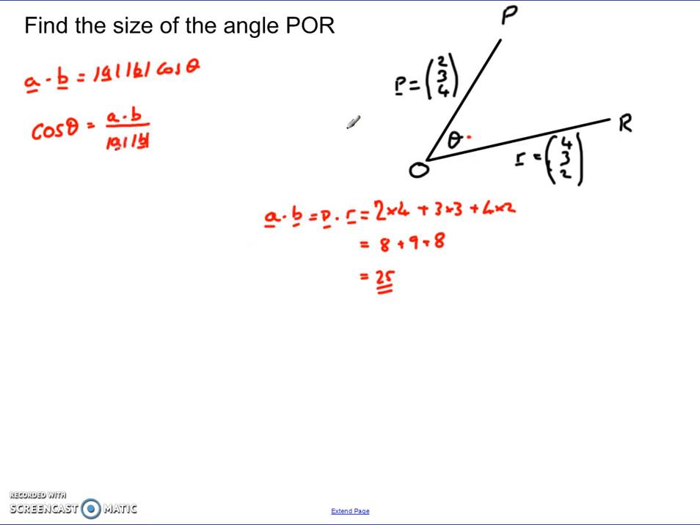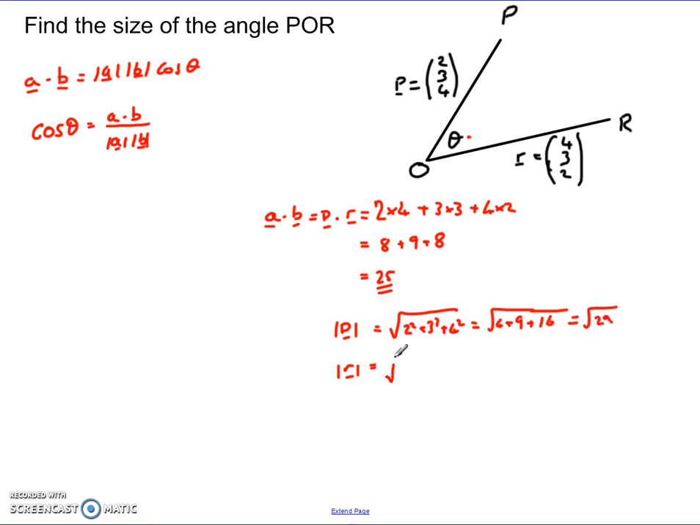I then have to calculate the magnitude of each vector on its own. So the magnitude of P and the magnitude of R. The magnitude of P is given by the square root of 2 squared plus 3 squared plus 4 squared. Well, 2 squared is 4, plus 3 squared, which is 9, plus 4 squared, which is 16. 4 plus 9 plus 16 gives me the square root of 29.